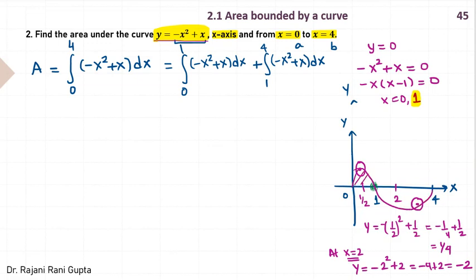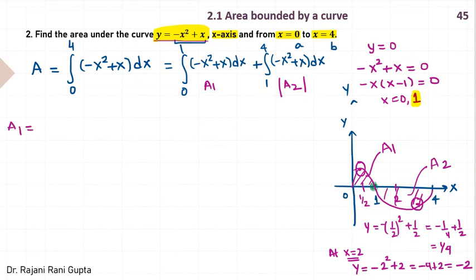Okay, so this is your area. This area A1 will be positive, area A2 is negative. So what you will be doing, if this is your A1, this is your A2, you will be using modulus for A2 because that value is negative. Okay, so let's integrate them. Let's do it one by one.